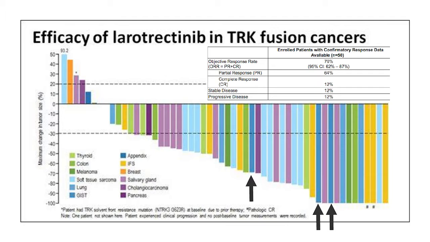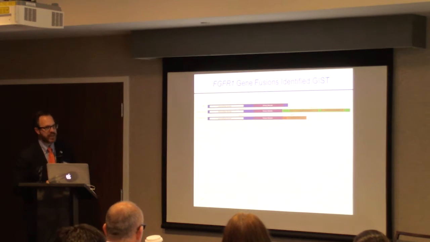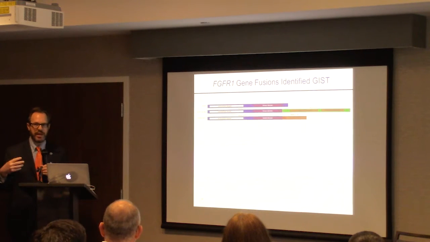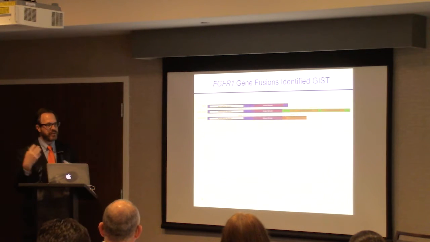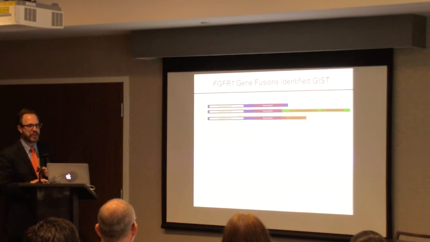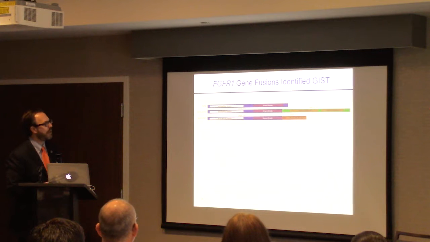And so that trial led to the FDA approval of the drug in a histology agnostic fashion, meaning independent of what the disease is. It doesn't matter, it's all about what the genetic alteration is. So this is another good example of precision medicine, where you're targeting a specific genetic alteration with a specific drug and not targeting it based on the histology, meaning that it's colon cancer, lung cancer, breast cancer, etc.